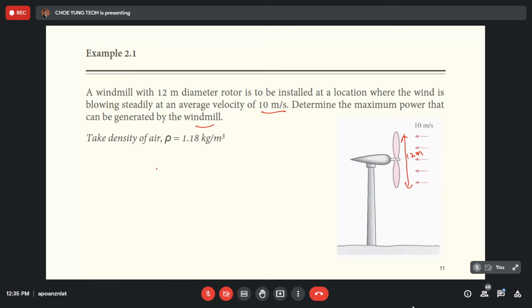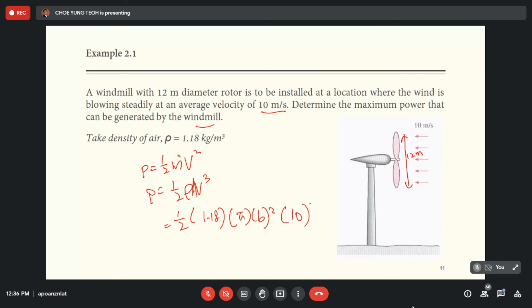As we know, the wind power is 1/2 m dot v squared, according to the chapter on wind energy, which is 1/2 rho A v cubed. Then you can get the power. Rho is 1.18, area is pi r squared, velocity is 10 meters, cubed.